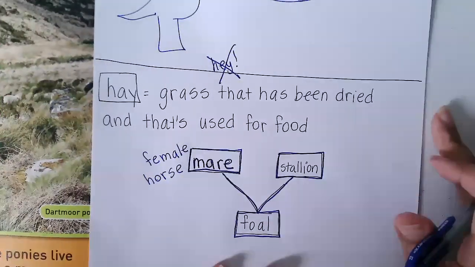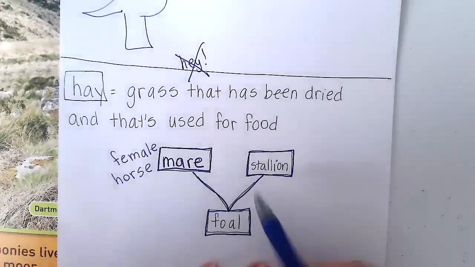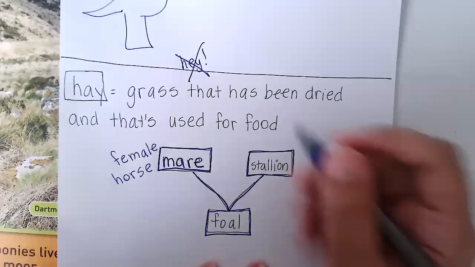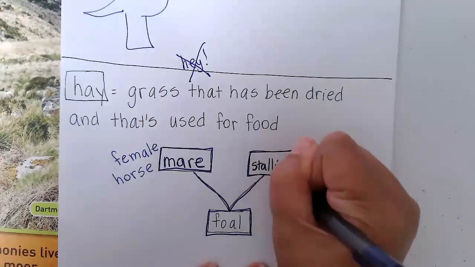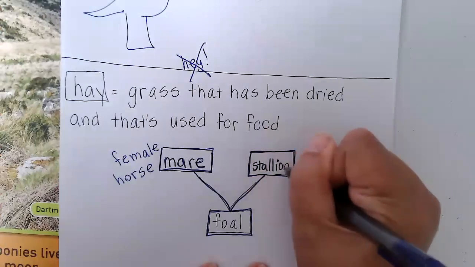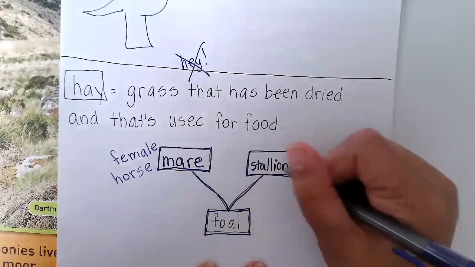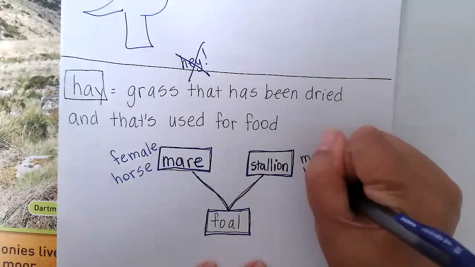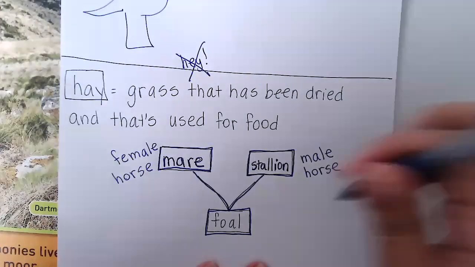Okay. And here, the other word is stallion. Can you say that? Stallion. Repeat after me again. Stallion. Good. Stallion is S-T-A-L-L-I-O-N, stallion. And if a mare is a female horse, a stallion is a male or a boy horse. A male horse is a stallion. Okay, go ahead.